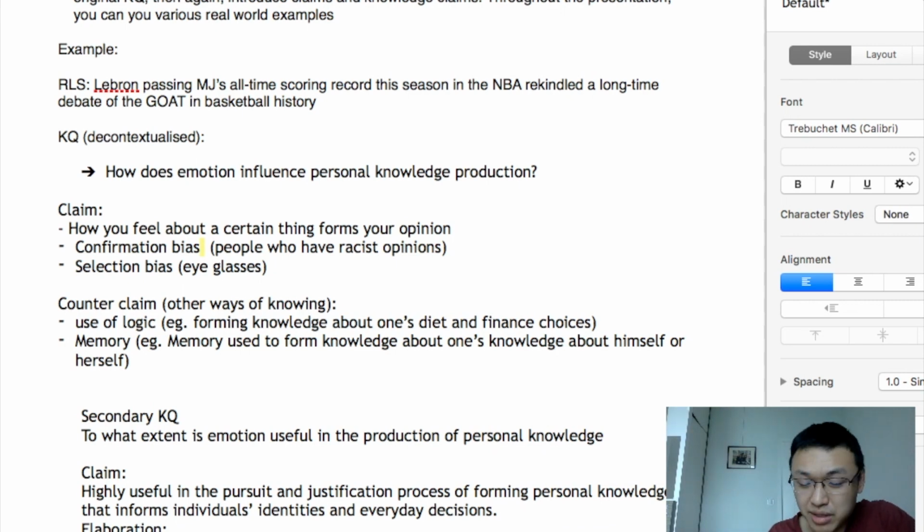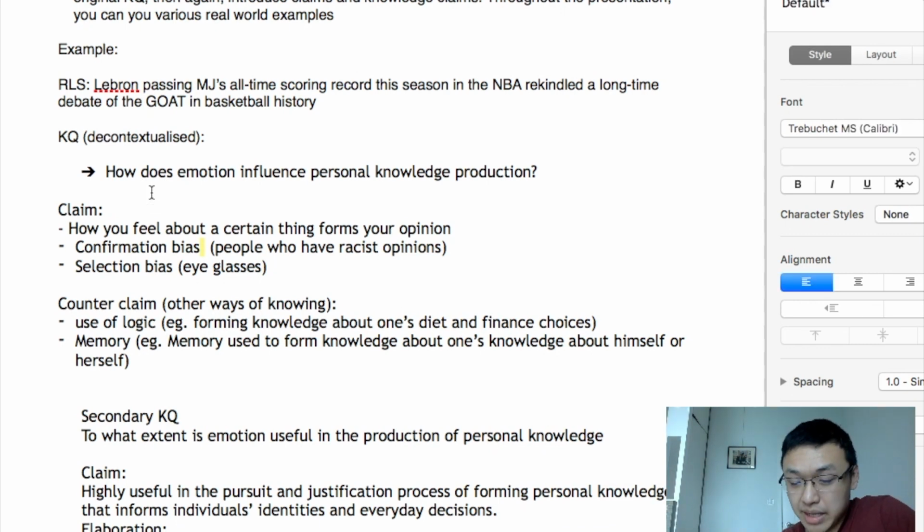So another example, let's say somebody is a huge fan of LeBron James. These people are more likely to only focus on positive aspects of LeBron James and disregard negative aspects, and therefore they will have a bias towards LeBron James, because people tend to seek out things that support their own beliefs. Okay, that's confirmation bias.